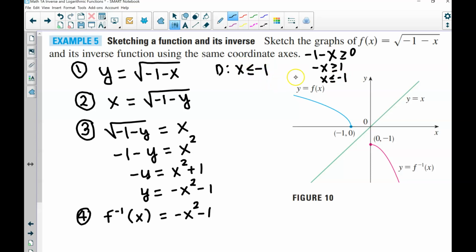So if you look, that tells us what the domain is here. Okay, so if that is the domain of the first function, then recall that that has to be the range of the inverse. So if you look here from negative 1 down, that is the range.